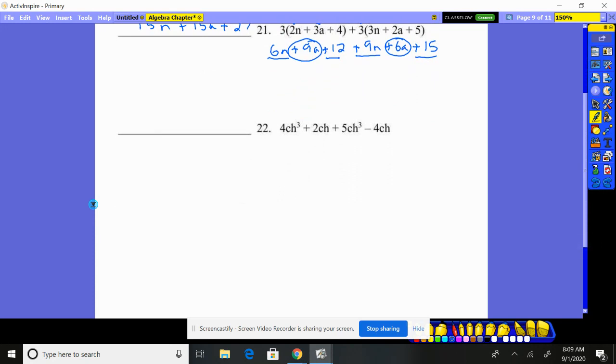Number 22. Only things that are exactly the same can be put together. So this says 4 ch to the thirds. Are there any other ch to the thirds? Yes, right here. That's the only other one. So I have 4 of them plus 5 of them gives me 9 of those ch to the thirds. And then I have 2ch and a minus 4ch. They're both just plain ch's. So you gained 2, you lost 4, you lost 2 ch's.